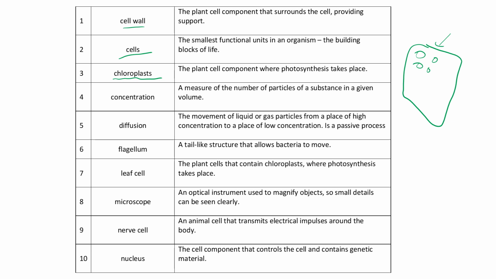a given volume. So if you have your Vimto weak and you have your Vimto strong, you're talking about concentration. The movement of liquid or gas particles from a high concentration to a place of low concentration, and it's a passive process. There is a bigger definition for that. That is then diffusion.